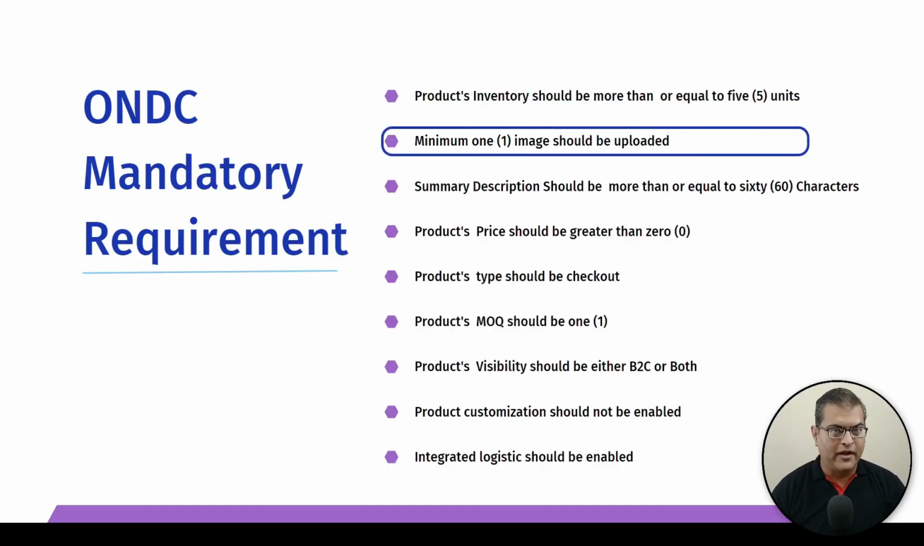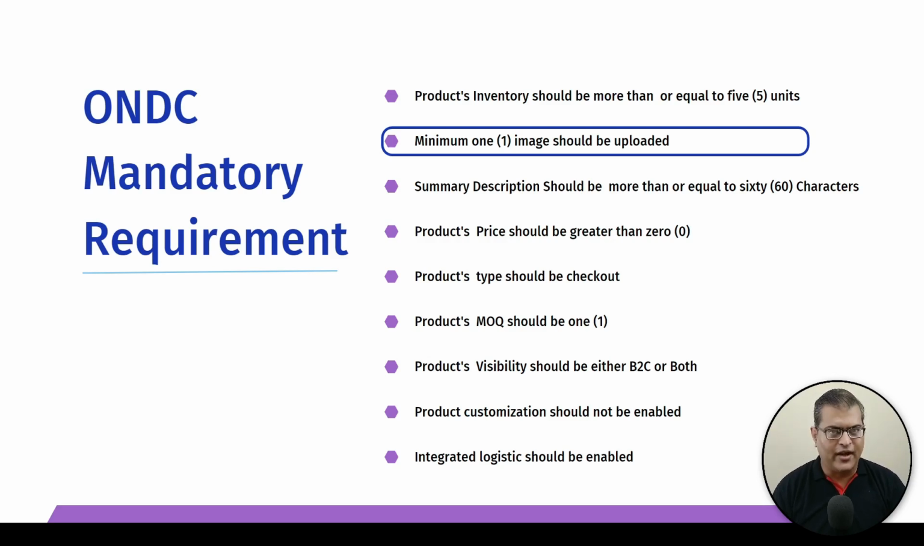The next ONDC mandatory requirement is to ensure that at least one image is added to the products on your online store. Now, one of the most convenient ways in which you can check is you can just go to the front end of your online store and open all the category pages and review whether images are added to the products or not. Now, this can also be checked from the seller panel.